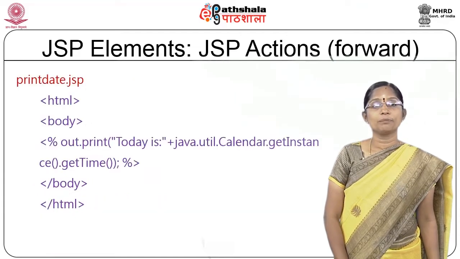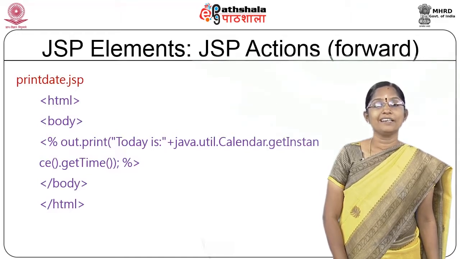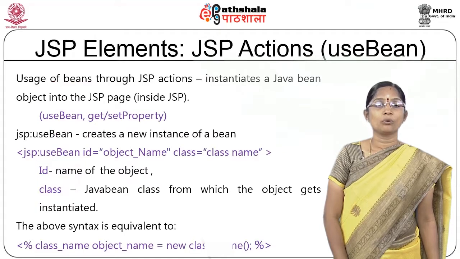Once it goes to printdate.jsp, what is printed there is an instance of the util Calendar of the current date; from that the current time has been grabbed, and that has been printed or executed as a scriptlet. So this will happen in a forward tag.